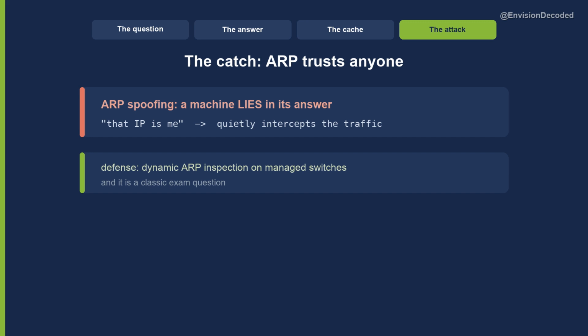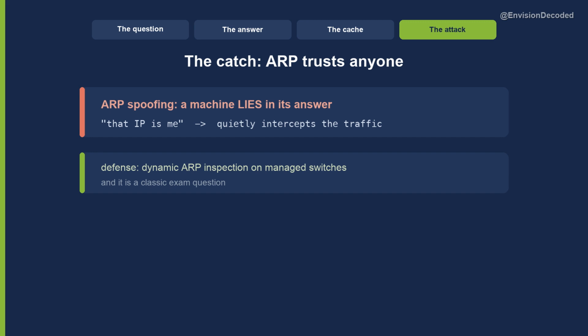And one security footnote worth knowing. ARP has no verification at all. Any device can answer any question, which enables an attack called ARP spoofing, where a machine lies about the answer, saying that IP is me, and quietly intercepts the traffic. That is why the exam asks about it, and why some switches offer protections like dynamic ARP inspection.